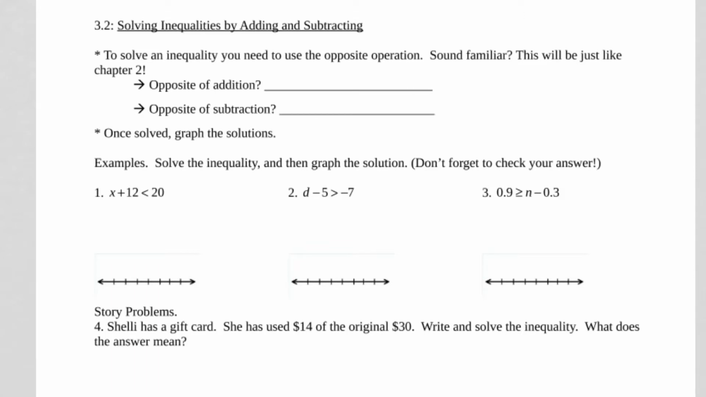To solve these inequalities, we're just going to use the opposite operation. So the first blank we have here says, what is the opposite of addition? Well, we're going to use subtraction. And then what's the opposite operation of subtraction? We'll fill this blank in with addition. And then don't forget, once we solve these inequalities, we must graph the solutions on the number line like we did in section 3-1. So let's take a look at examples 1, 2, and 3.